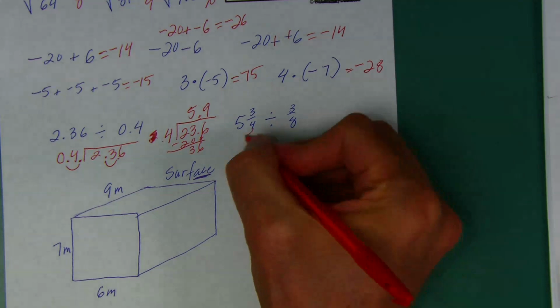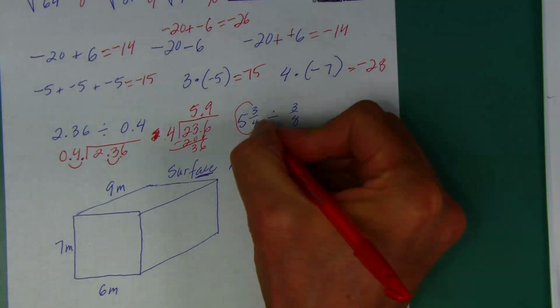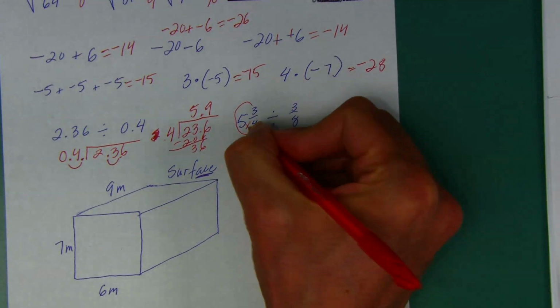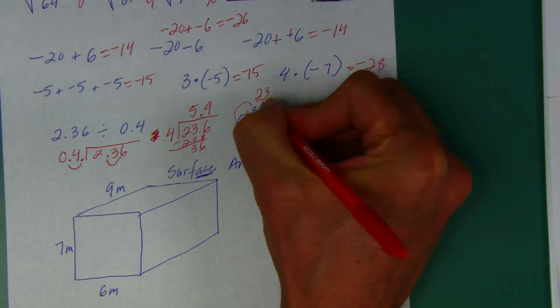Okay? All right. What am I going to do here? I'm going to do the C method and turn this into an improper fraction. How do I do that? I go 4 times 5 is 20, plus 3 is 23 over 4.